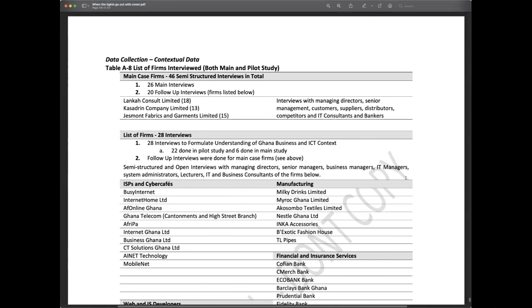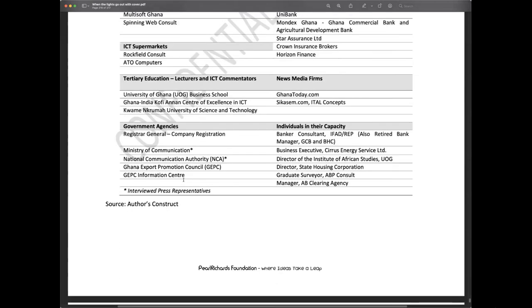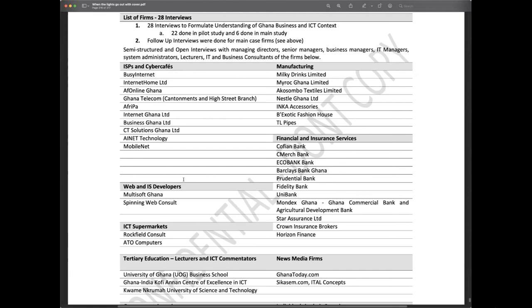So here I have all that I collected the data from: main case firms, and a list of other firms that I also consulted, to be able to build a whole kind of matrix of which organization, what they do, and why I'm interviewing them. So that's all I see here.